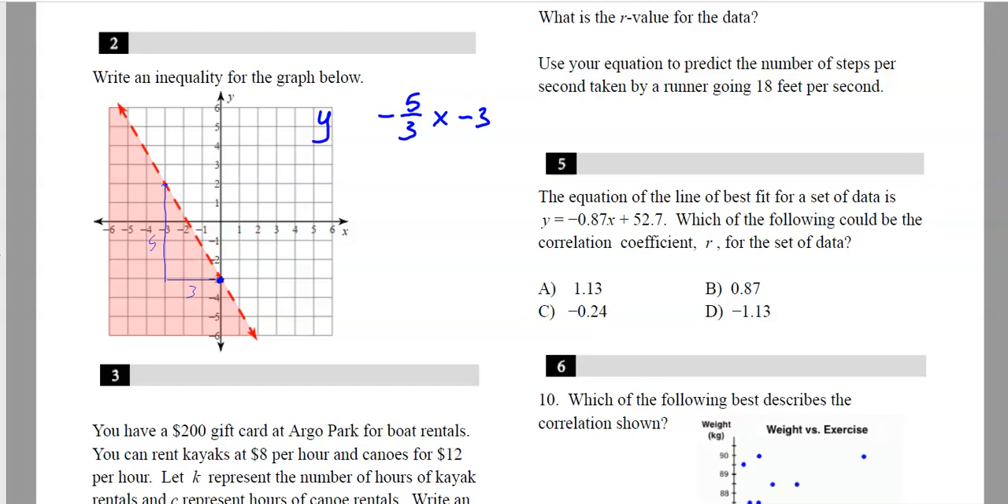Then I got my y here, of course. And I already know the answer to this one because since we're shaded down this way, it's going to be less than.